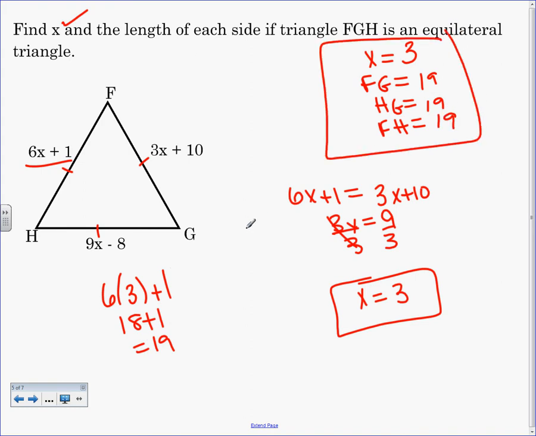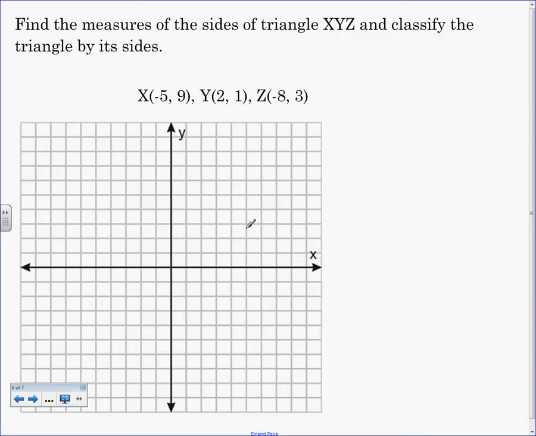Anybody confused? If you are, ask a neighbor. Okay, find the measures of the sides of triangle XYZ and classify the triangle by its sides. I would go ahead and draw the triangle. If you don't have graph paper, you can pause really quickly and get some square graph paper. You can sketch it too, because we're not going to be able to count these anyway. A sketch would be totally fine.